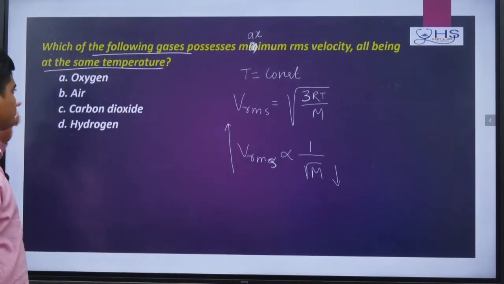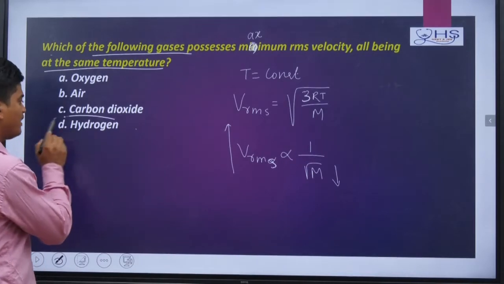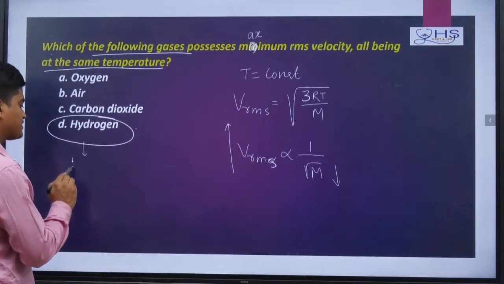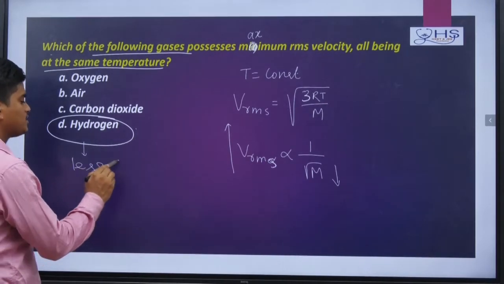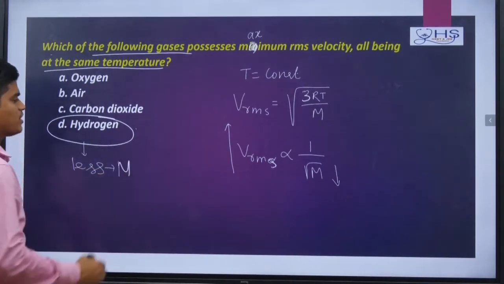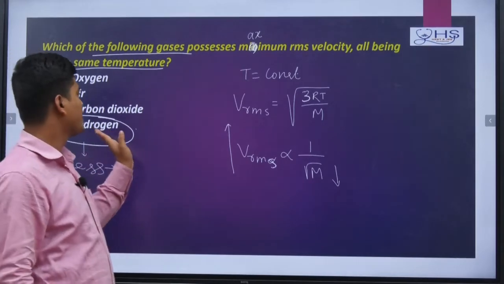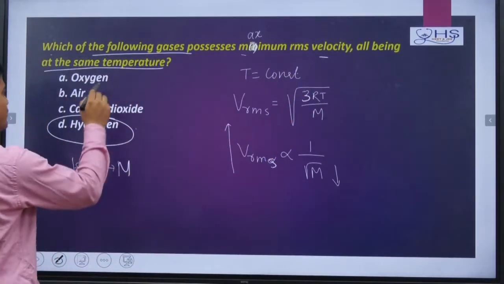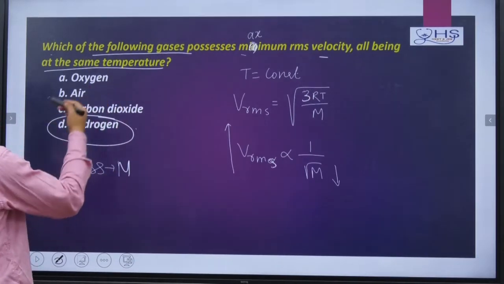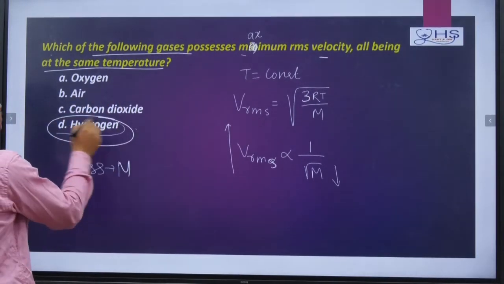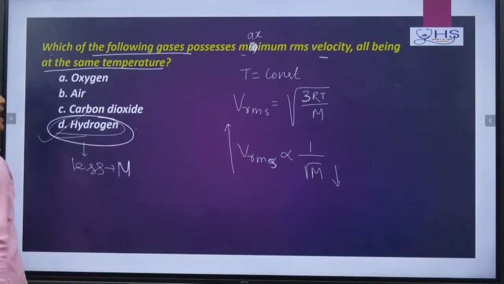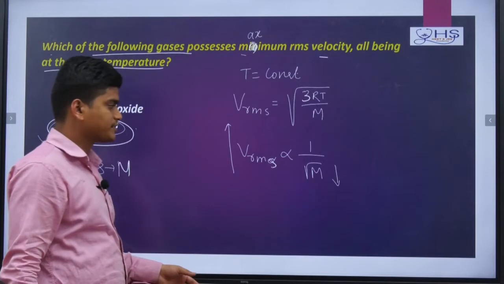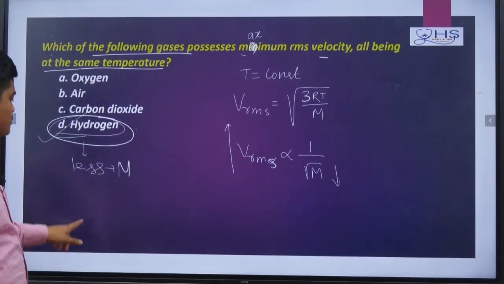So in these gases, the molecular weight of hydrogen is very less. Because of the less molecular weight, Vrms will be more. That's what they are asking: what is the maximum RMS velocity? Oxygen, carbon dioxide and air have more molecular weight as compared to hydrogen. So you can write here the answer is D, hydrogen. A hydrogen molecule basically has 2 grams. Yes. Now, we will go to the next question.